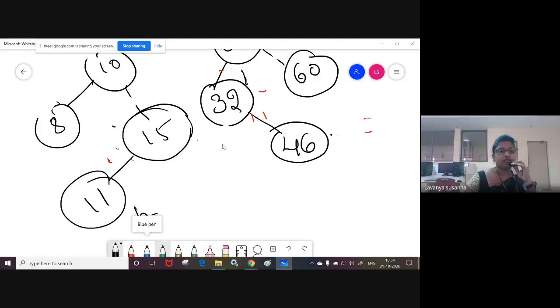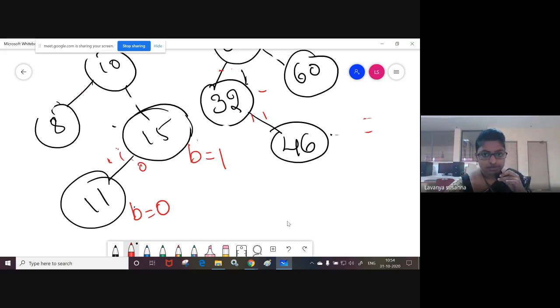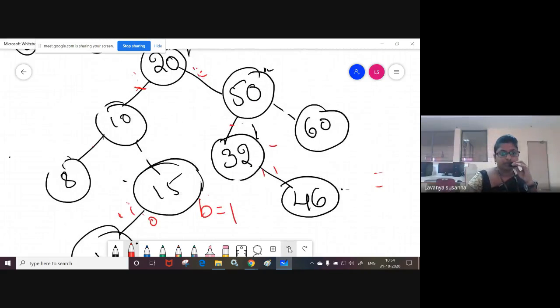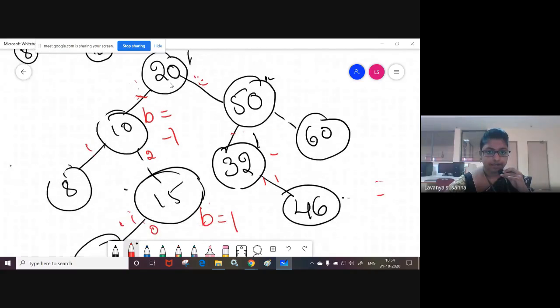Now once again find out the balancing factor. For 15, B equal to 0. For 10, B equal to 1 minus 2, that is minus 1. For root node 20, 3 minus 3, B equal to 0. Yes, see here, the tree is balanced only.